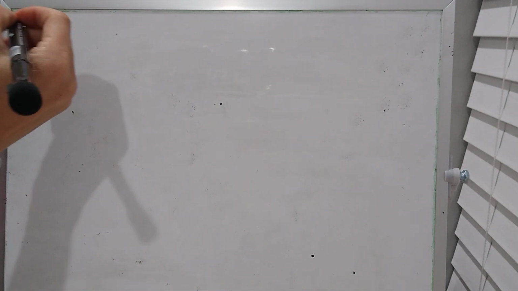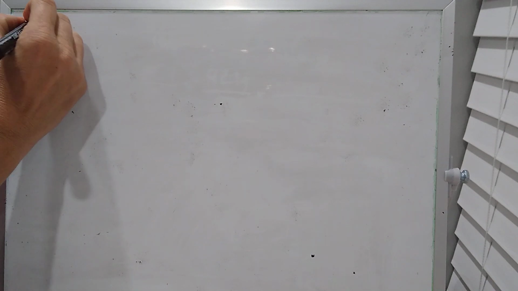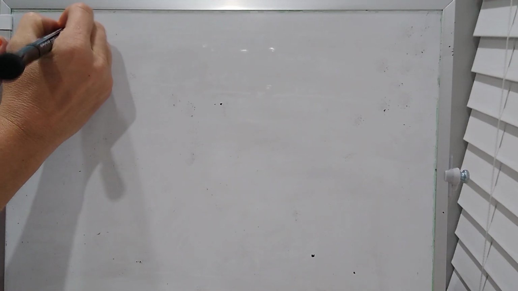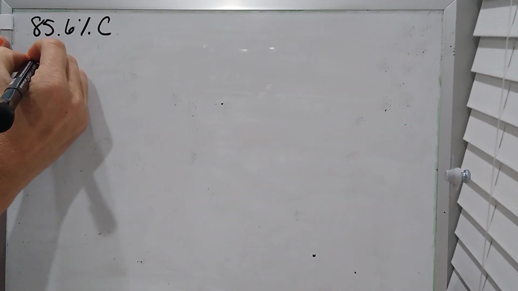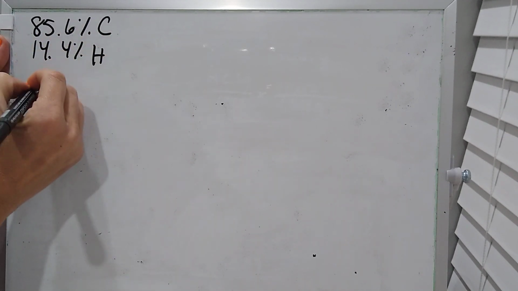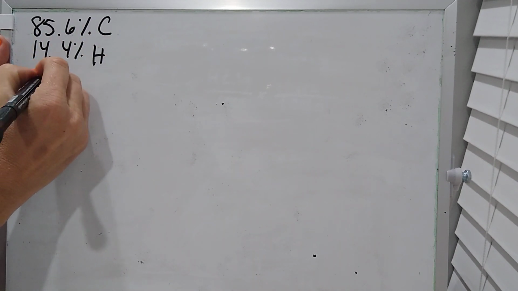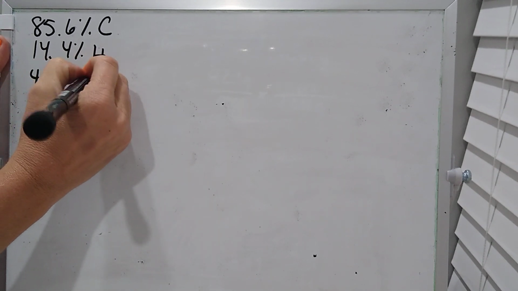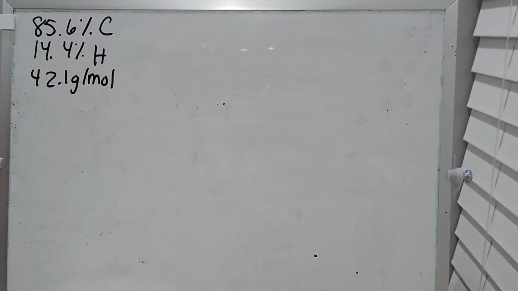Hey Chem students, today we are going to practice finding our empirical and molecular formula when we are given our percent composition and molar mass of our compound. So the example I'm going to use is 85.6% carbon and 14.4% hydrogen, and the total molar mass is 42.1 grams per mole. Okay, there's two ways to do this.